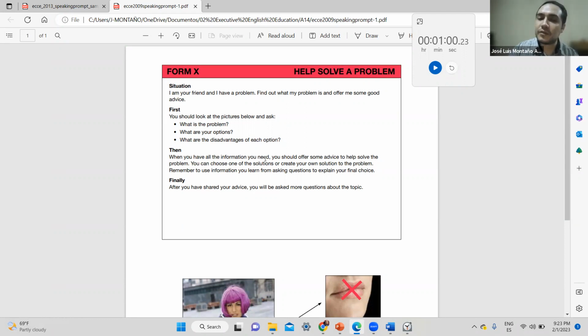One more time: when you have all the information you need, you should offer some advice to help solve the problem. You can choose one of the solutions or create your own solution to the problem. Remember to use information you learn by asking questions to explain your final choice. So let's do the same. I'm going to stop sharing my screen and read this for you. Okay, so here I go.